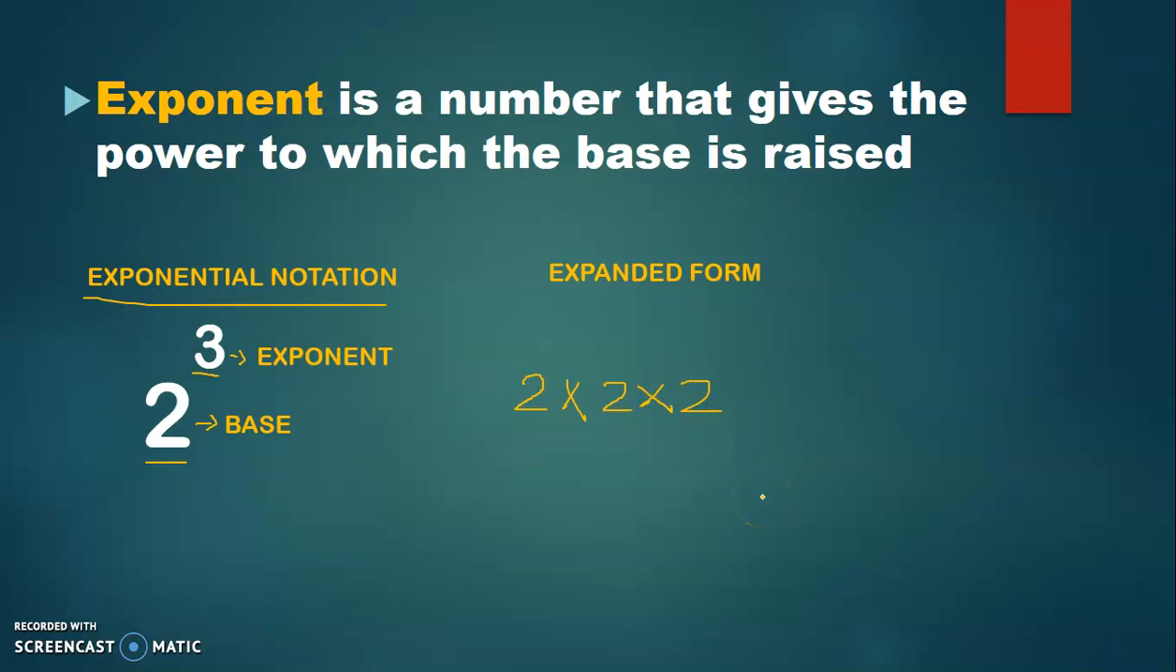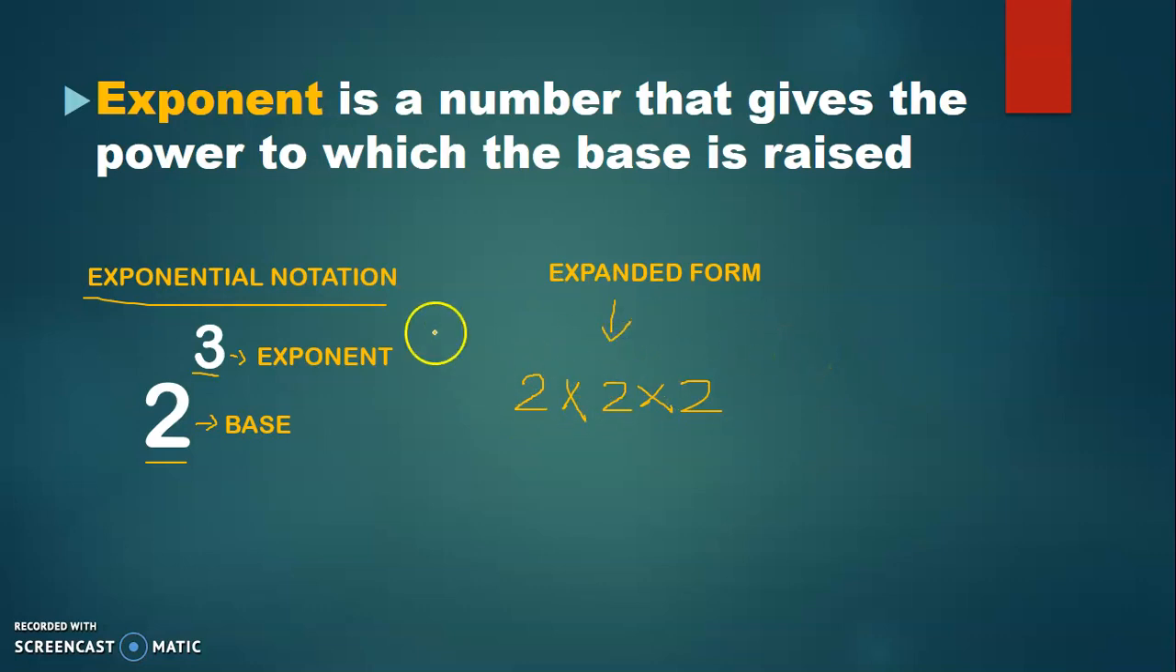Okay? Ganun lang. Exponential notation, 2 to the power of 3. And expanded form, ang 2, which is the base, minultiply natin ng 3 beses. Okay, that is 2, 2, 2. So, ganun lang siya. So, 3 2 ang lumabas. That is called, ito naman ngayon ang expanded form.